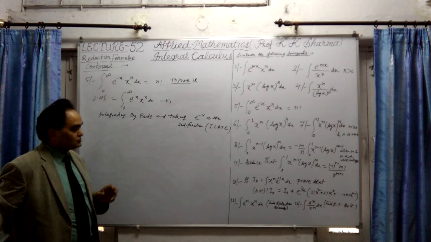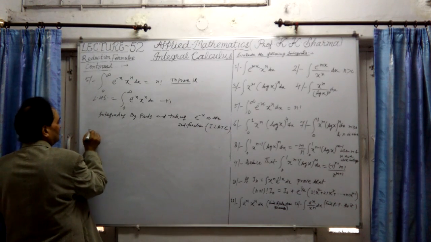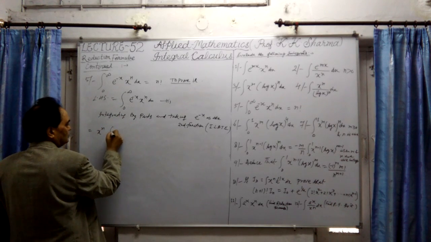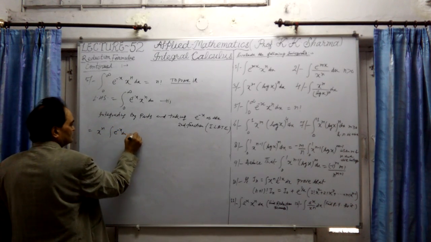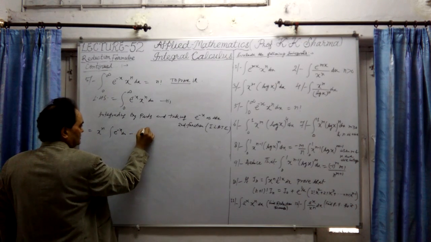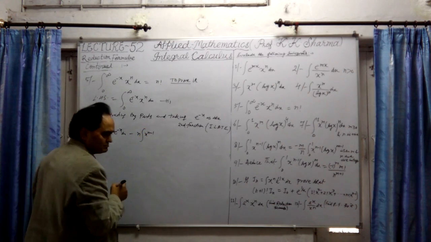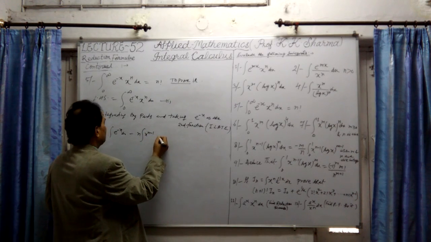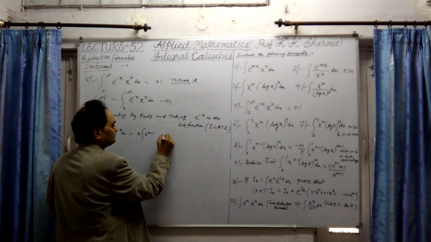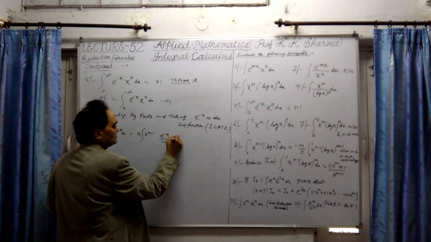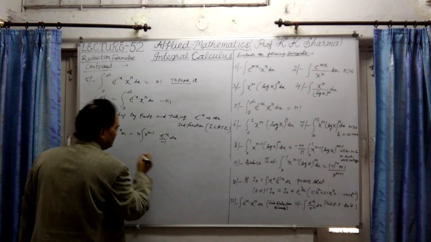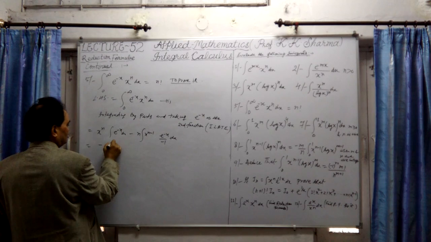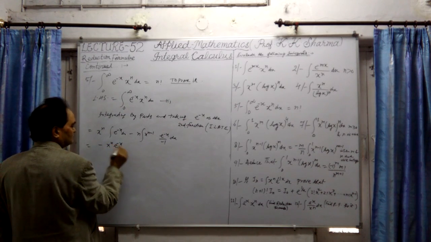Now let me take the integration of this. So what do we get? This is x raised to the power n, times the integration of e raised to the power minus x dx, minus the integral of n into x raised to the power n minus 1, the differentiation of x raised to the power n, into the integration of this, which would be e raised to the power minus x upon minus 1 dx. We have integrated this. Now here it is minus x raised to the power n into e raised to the power minus x.